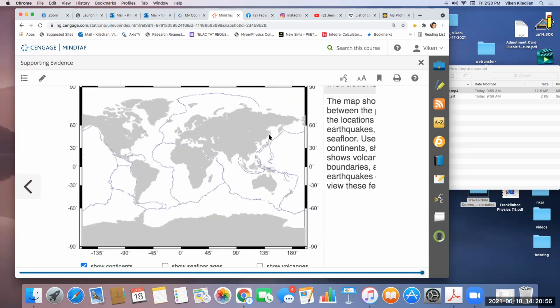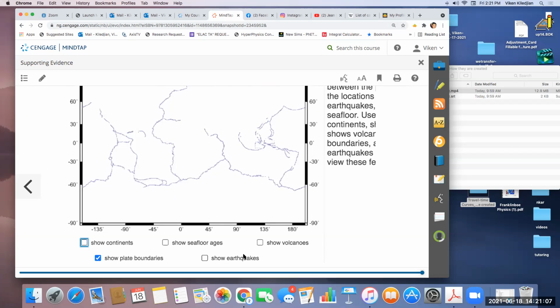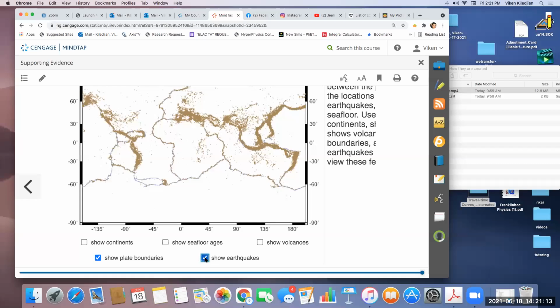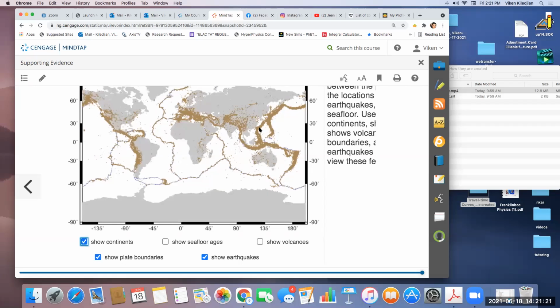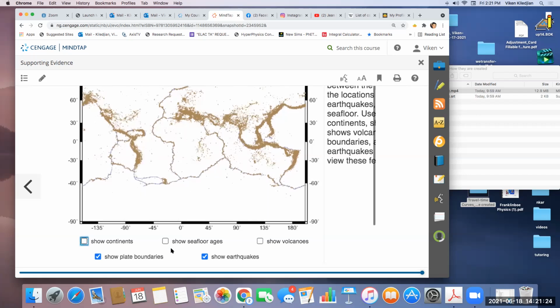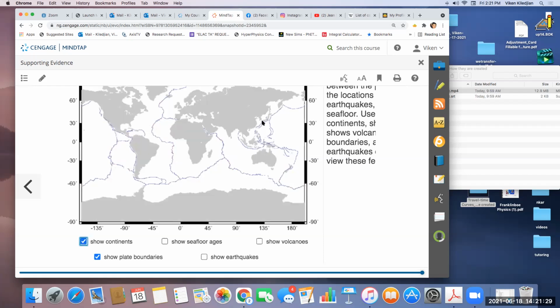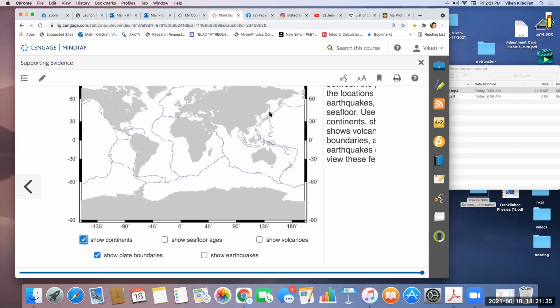Where's Japan? I think it's this one, right? Like there. So now this just shows plate boundary and show continents. Then the other one will show plate boundary and show earthquakes. You see, then compare them, and then let's see if we show them together. Yeah, I see that Japan would actually be hidden behind this. So yeah, Japan is this one right here. I'm pretty sure. I don't think it's that one. Yeah, it's this one.